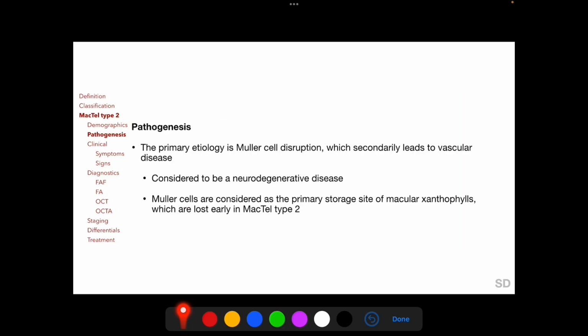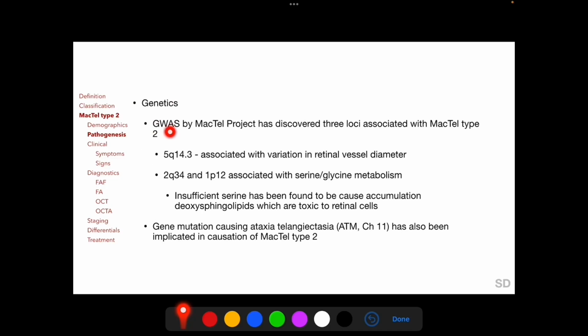The primary etiology of MacTel type 2 is considered to be disruption of the Müller cells of the retina, and so MacTel type 2 is considered to be primarily a neurodegenerative disease, with the Müller cell disruption leading secondarily to changes in the juxtafoveal capillaries. Genome-wide association studies by the MacTel project have discovered 3 genetic loci associated with MacTel type 2.